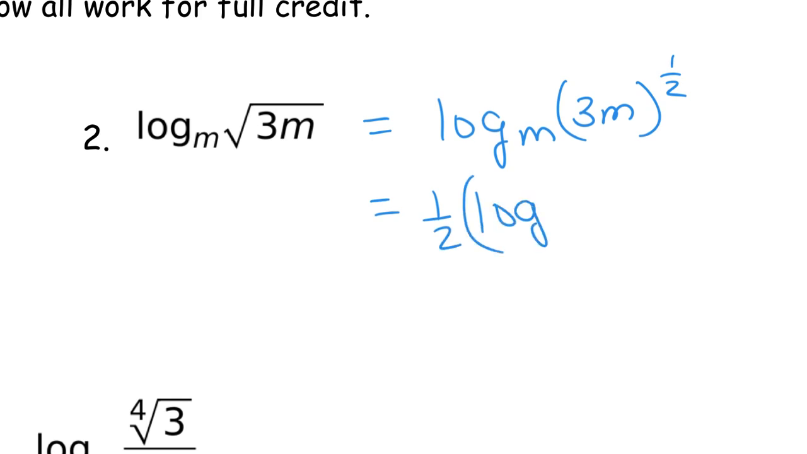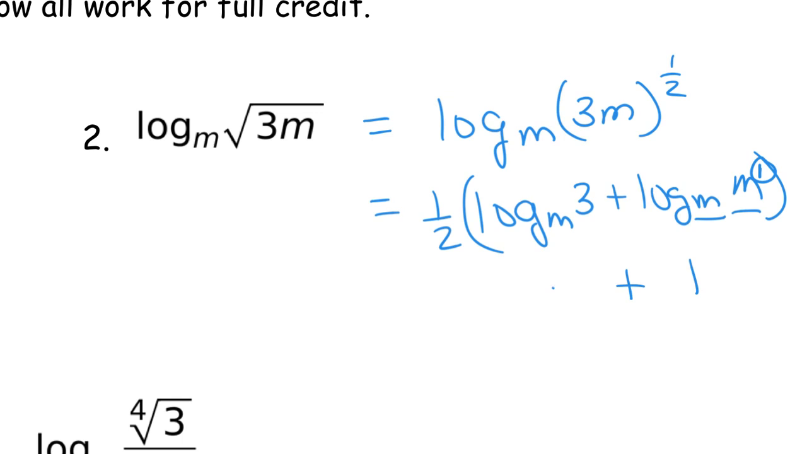Now, this 1/2 is going to multiply. I'm going to divvy out this 3 and this m. So I got log base m of 3 plus log base m of m. Now, this right here is an exponent of 1. Do you agree? Yes. If the base and the number are the same, then it equals the exponent. So this is just plus 1.